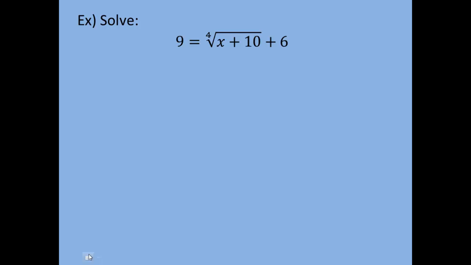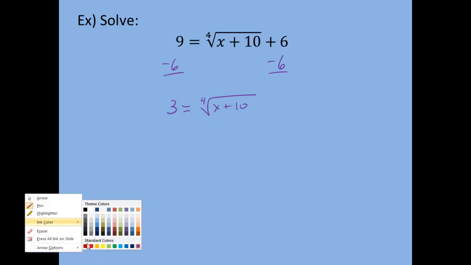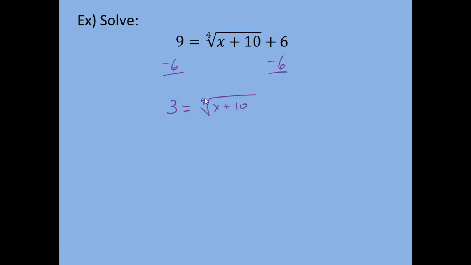For our next example, we want to solve 9 is equal to the fourth root of x plus 10, plus 6. So our first step, remember, is to isolate the radical. So I'm going to isolate this fourth root of x plus 10. The way I'm going to do that is to move this positive 6 over to the other side of the equation by subtraction. So it's going to be minus 6 and minus 6. 9 minus 6 gives us 3, and that's equal to the fourth root of x plus 10. Now once the radical is isolated on one side of the equation, remember what we want to do here is just raise each side to this fourth power.